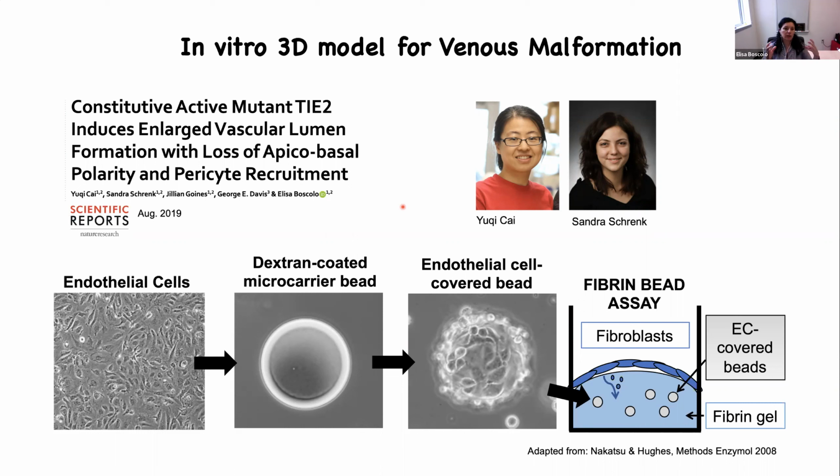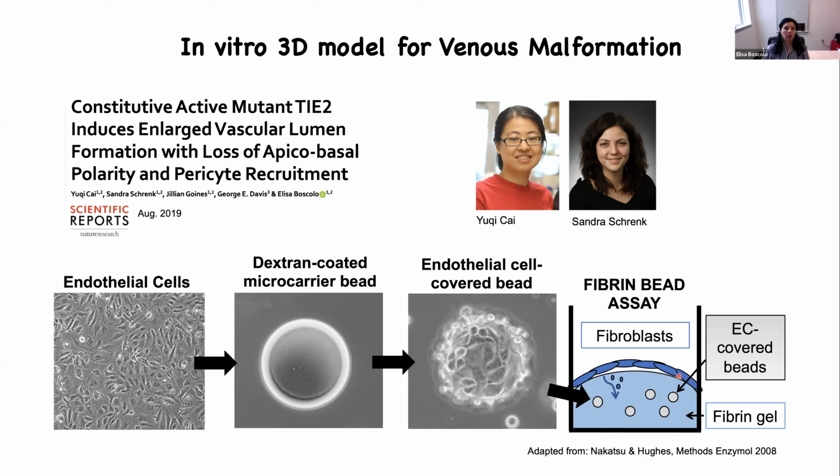The way this works is to plate endothelial cells, let them grow, and then seed them on top of dextran coated microcarrier beads, and then embed this sphere of endothelial cells into a fibrin gel. And we put fibroblasts on top here. The fibroblasts really are responsible for secreting a lot of factors that stimulate luminogenesis.